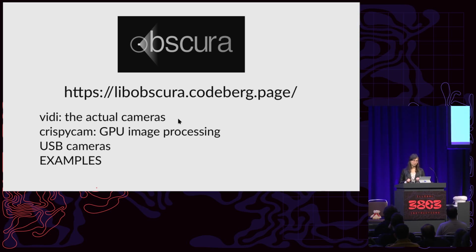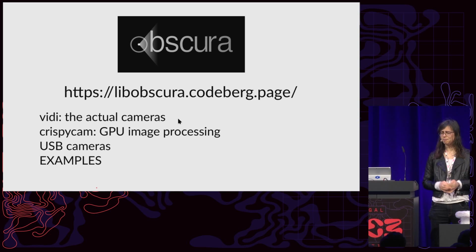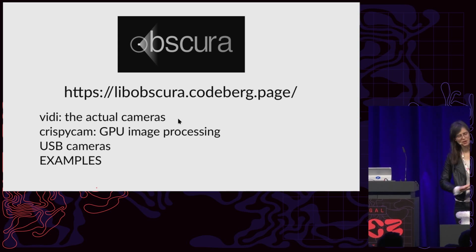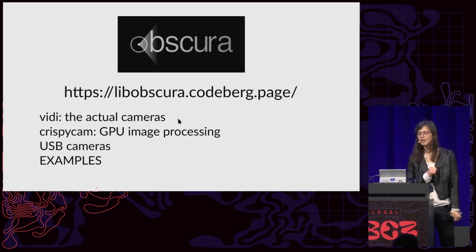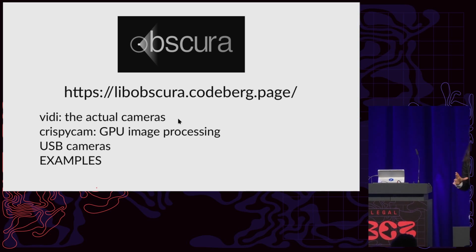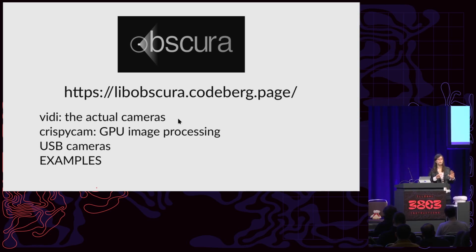That's where we are with Libobscura right now. Right now, it only supports USB cameras, and it has some examples and documentation, but I'm under no impression that it's good. I tried my best, but I'm not the best person to write documentation, but I'm trying hard. The architecture is actually split into two pieces with a lot of supporting libraries. VD is the actual camera library. It manages everything about Video for Linux. And CrispyCam is the one which contains the GPU processing algorithms.